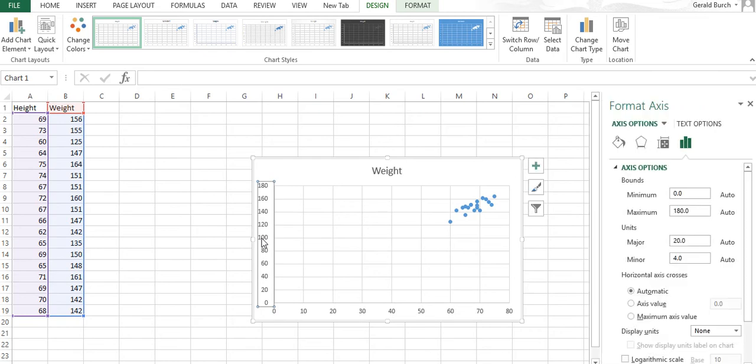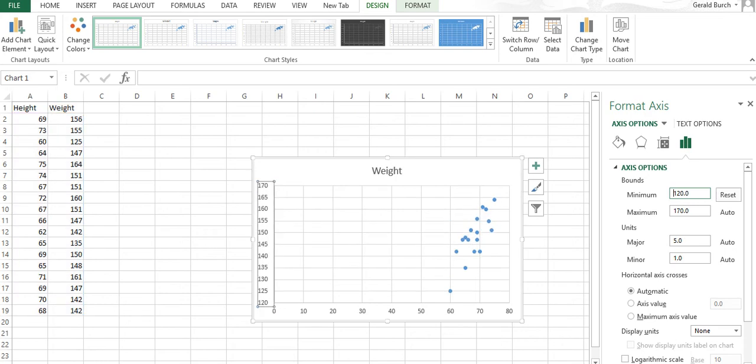double left clicking on the y-axis over there. It pops up and says, do we want to go from 0 all the way to 180? I don't think we do. I think we could actually start at 120, and that will look better. So I type in 120 and enter. So that helps some of our data.